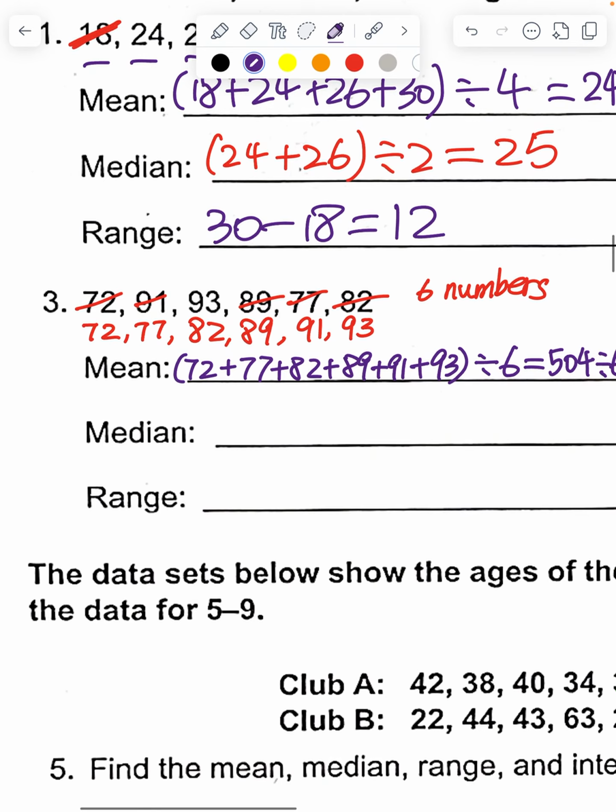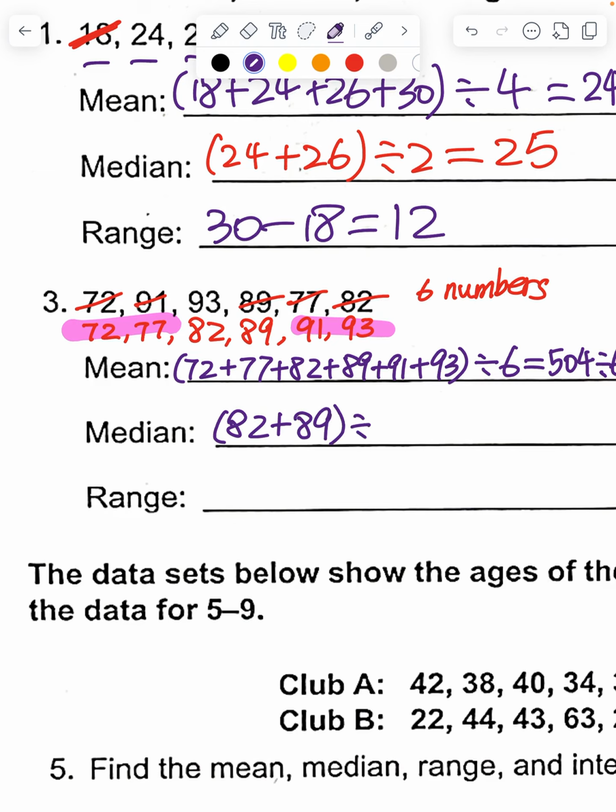Okay, median. I'm going to cross out numbers from both ends. So I'm going to cross out 2 from the left, and 2 from the right. Now I have these 2 numbers in the middle. They're not a single one, so I have to find the average of these 2 numbers in the middle.